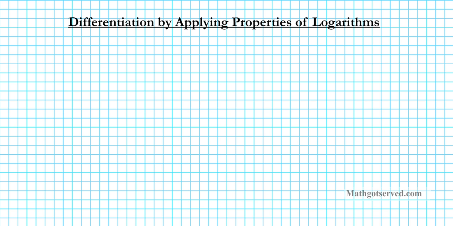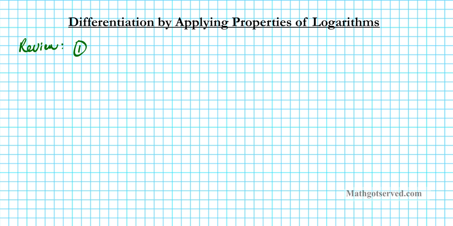Good day, students. In this group, we're going to go over an example where we find the derivative of a function by applying the properties of logarithms. Before we look at the example, let's do a real quick review on the properties of logarithms. The three properties I'm going to go over today are the product, quotient, and power properties.